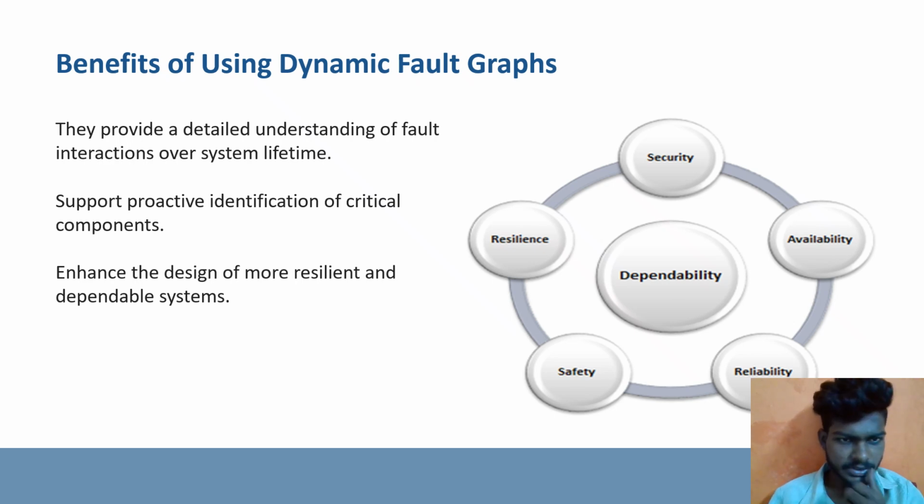Next, benefits of using dynamic fault graphs. They provide a detailed understanding of fault incidents over the system lifetime. Support proactive identification of critical components. Enhance the design of more reliable and dependable systems.